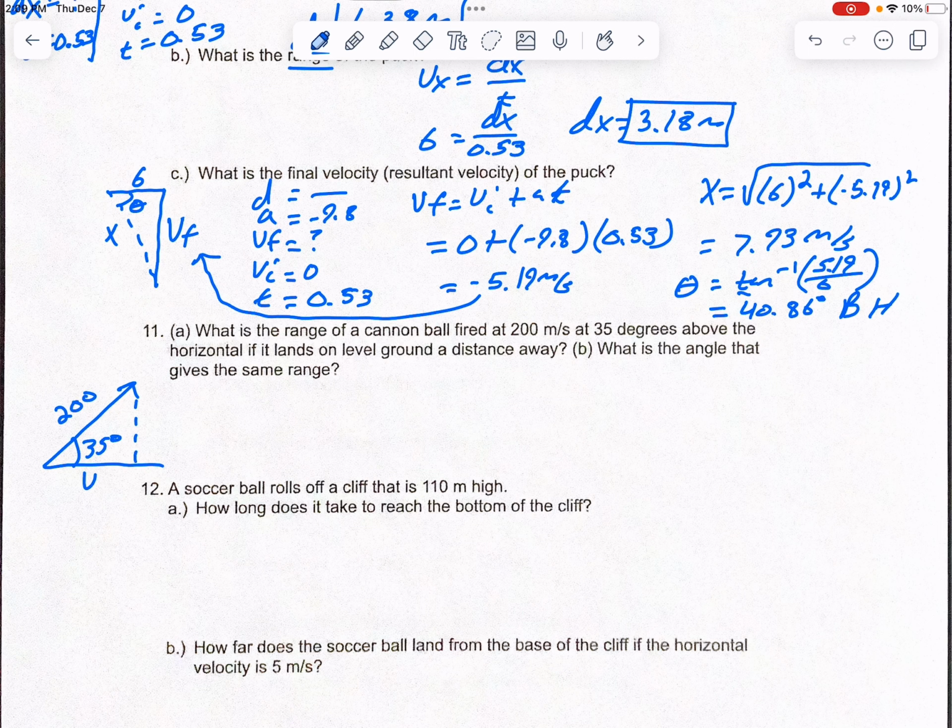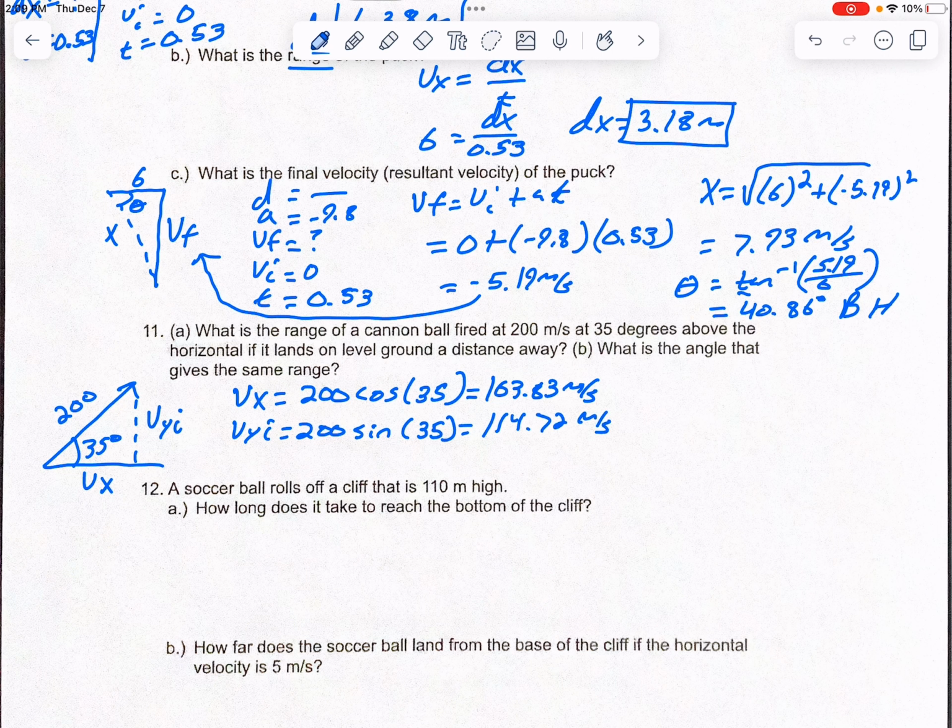Remember, there are always 3 things you do every single time for type 2. You want to find your Vx, your Vyi, and your total hang time, how long it's in the air. If we want to find Vx, you're going to use cosine because Vx would be your adjacent side. So Vx equals your hypotenuse, 200, times cosine of your angle, and you're going to get 163.83 meters per second. So there's your Vx.